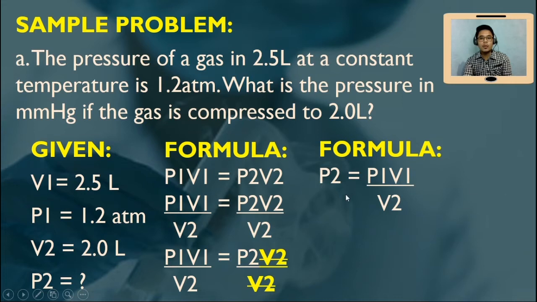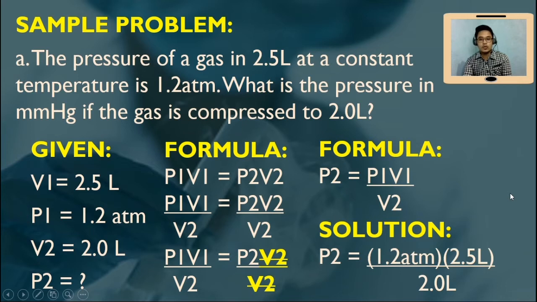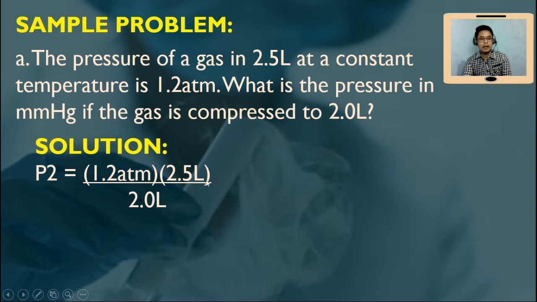And after nating makuha yung formula in finding our final pressure, next thing you need to do is to have the solution. For the solution, copy the formula and then substitute all the given in the formula. So we have the P1 is 1.2 atmosphere and it will be multiplied by our V1 which is 2.5 liters, all over our V2 which is 2.0 liters. So ito siya.